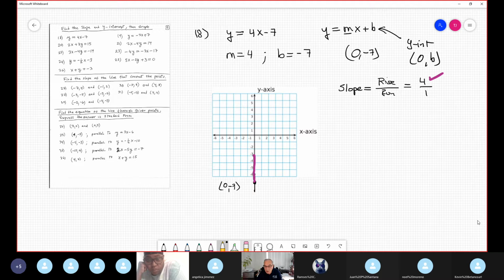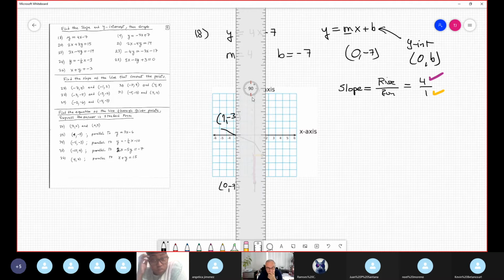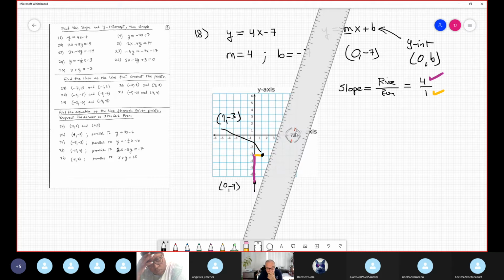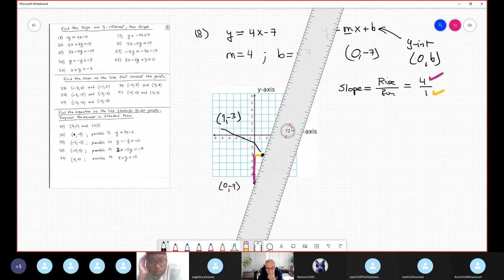Now 1 unit to the right, always to the right. The run is to the right, and we get a new point. Purple color is rise, and yellow color is run, 1 unit. We plot this second point, which is (1, -3). Ready. 2 points is enough. I connect the points by a line and end the story. No table anymore. The table is one possibility, but it's not the only possibility.